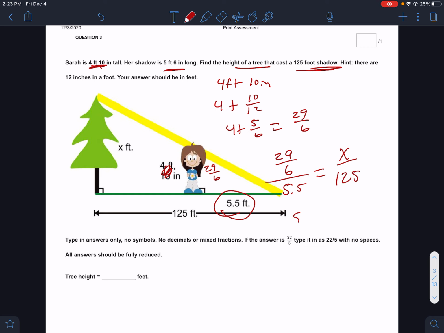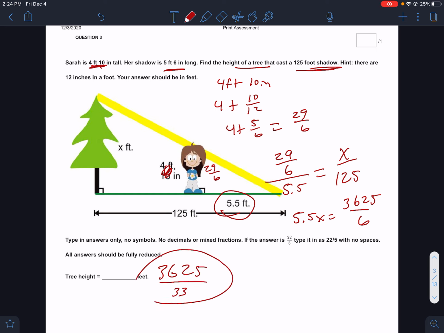I would just use your calculator and cross multiply. 5.5x equals 125 times 29 over 6. I get a weird, I shouldn't have said weird, I'm so sorry. I get a number 3625 over 6. I'm going to divide that by 5.5. And I get the tree height, written as a fraction, so that would be 3625 over 33. That's a lot of fun.